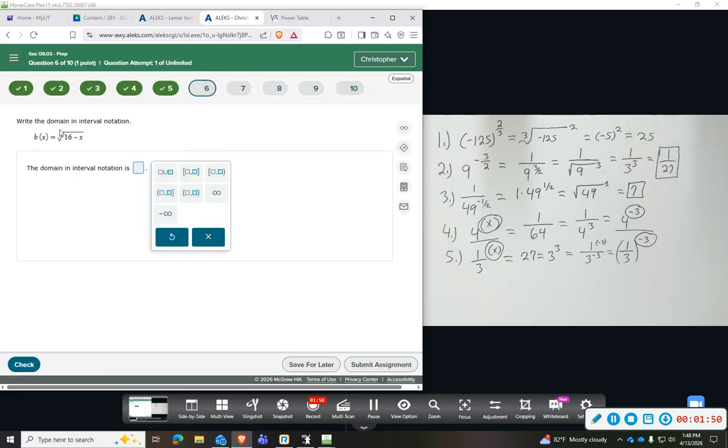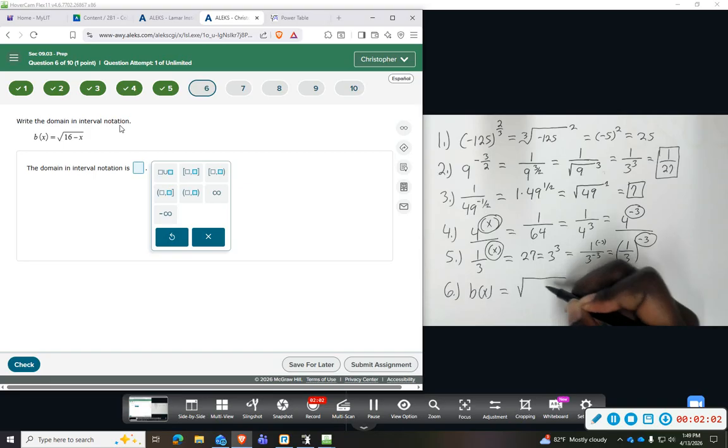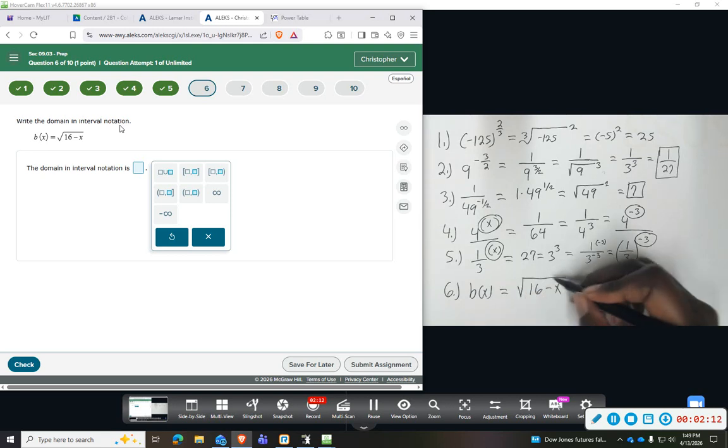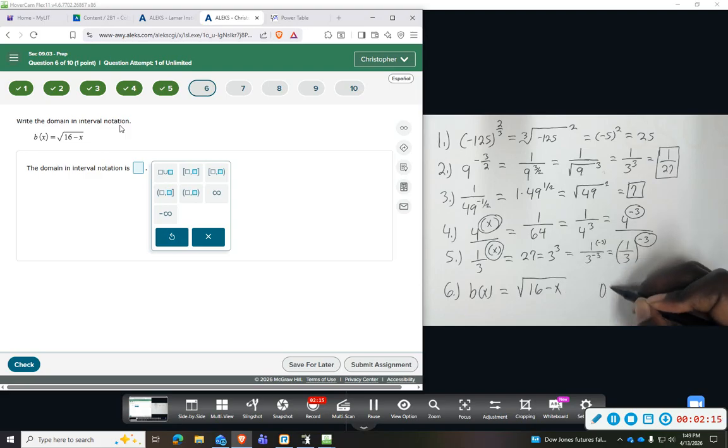And then this one, we want to write the domain in interval notation. So when we are dealing with a square root, the restriction is that whatever you take the square root of has to be positive. It's an even root. So you start with whatever's under the square root only, and we say domain is this expression, 16 minus x has to be greater than or equal to 0, and then we just solve for x.